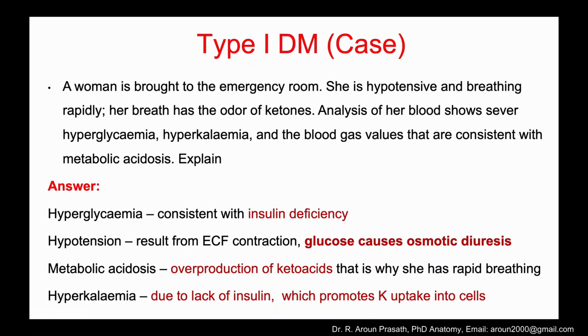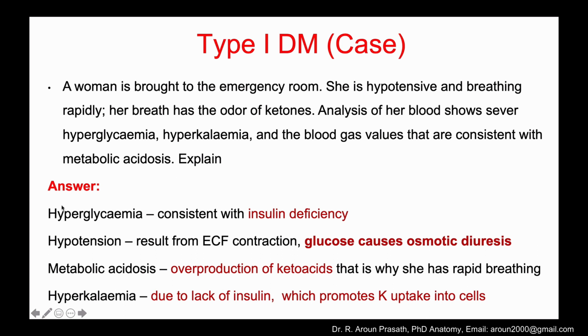Now this is just a case study. A woman is brought into the emergency room. She is hypotensive, that is decreased blood pressure level, and breathing fast, okay. Her breath is smelling like ketones. So naturally there is increased blood sugar, hyperglycemia, increased potassium, hyperkalemia, and blood gas values are consistent with metabolic acidosis.